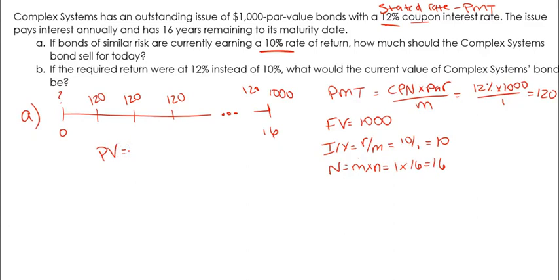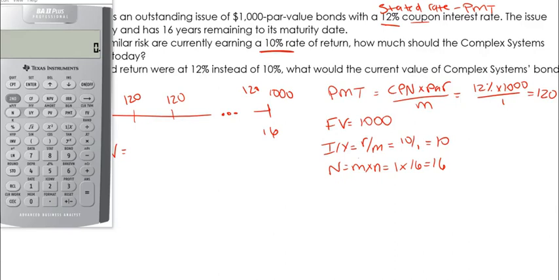So let's calculate the present value. In my financial calculator, I put in 16 years at 10% with a payment of $120 and a future value of $1,000. Both the payment and the future value are positive numbers because those are paid to the investor. If you purchased a bond, the $120 per year and the $1,000 at maturity would go back into your pocket. So those are positive numbers.